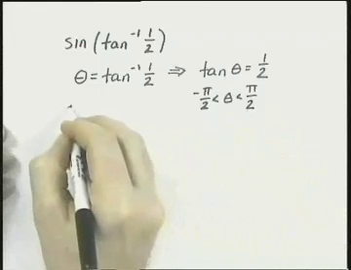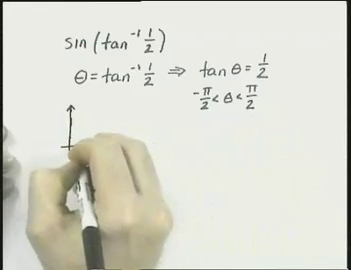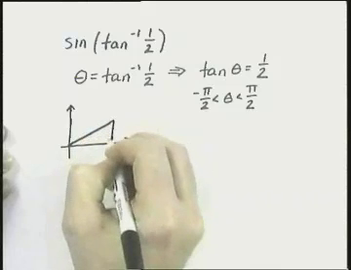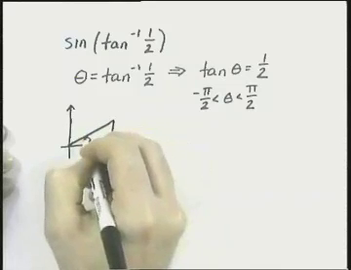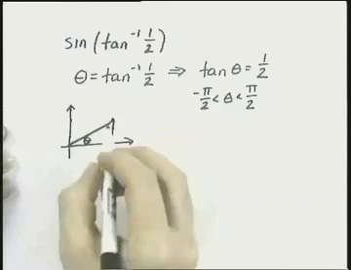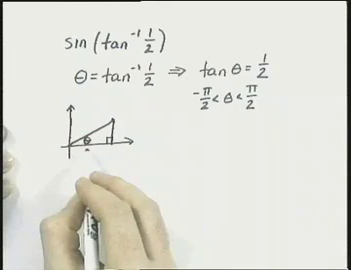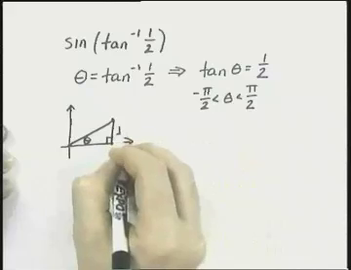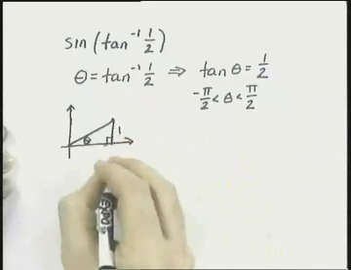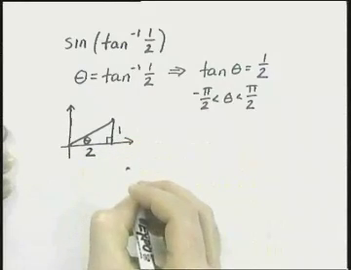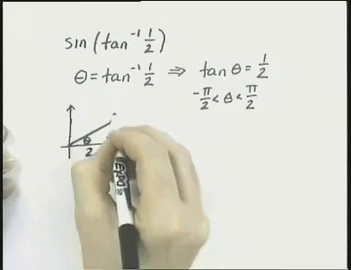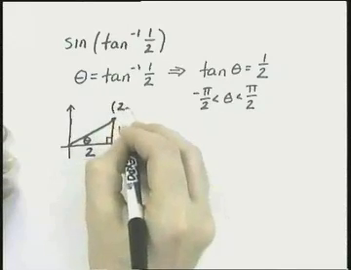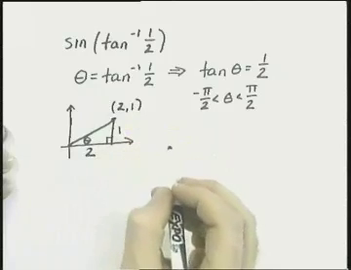So what I'm going to do is draw a picture that represents this situation. There's my angle theta in the first quadrant. Because the tangent of theta is 1/2, the side opposite theta is going to be 1. The side adjacent is going to be 2. In other words, this point in the first quadrant is (2, 1).